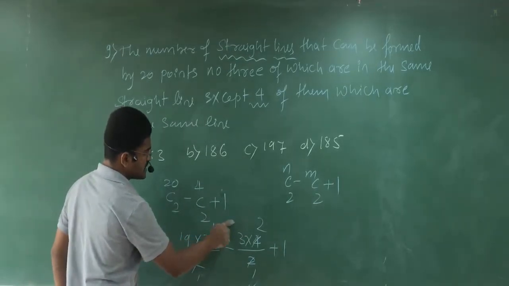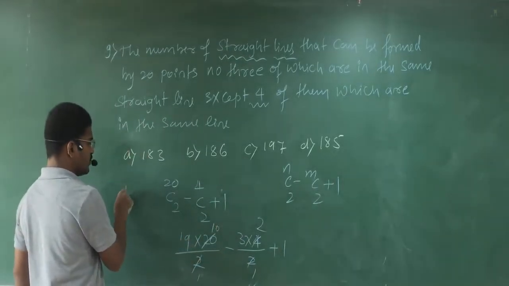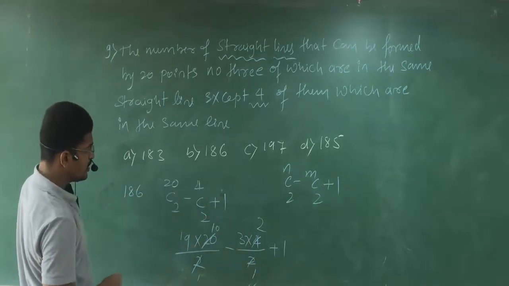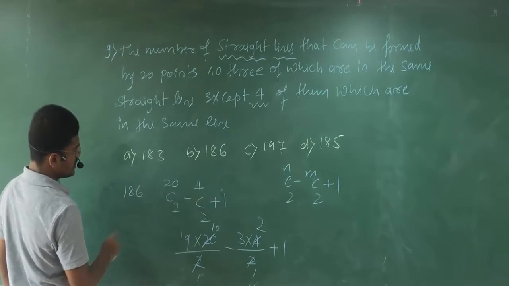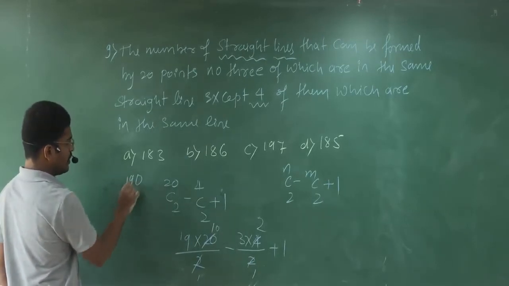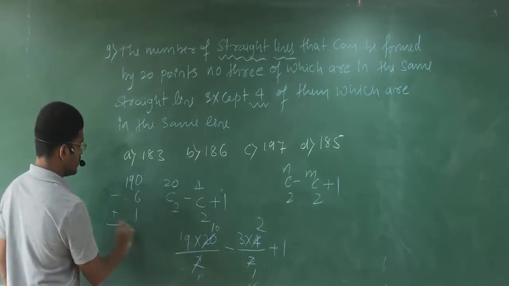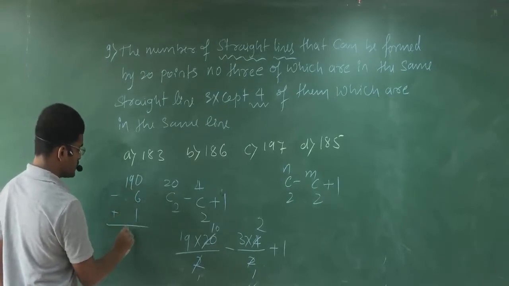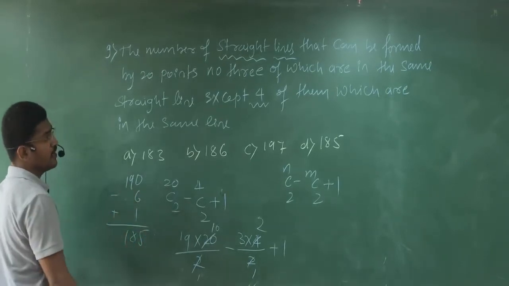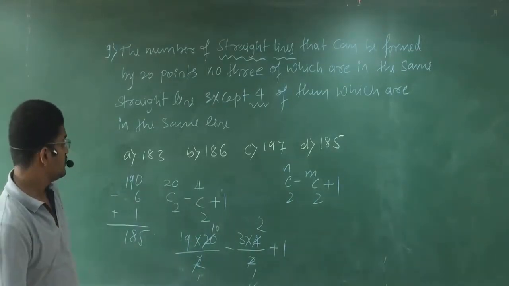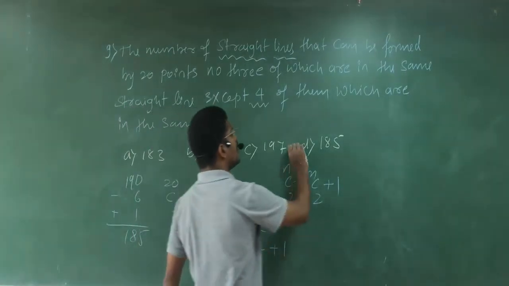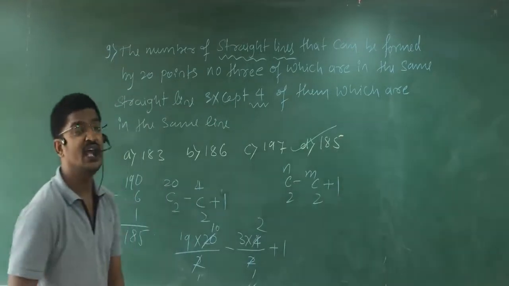190 minus 6 is 186. 190 minus 6 plus 1. So this is 185. So the answer will be 185. Clear? So therefore the answer is 185.